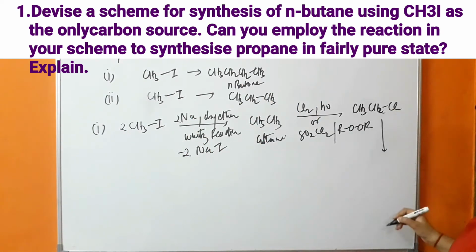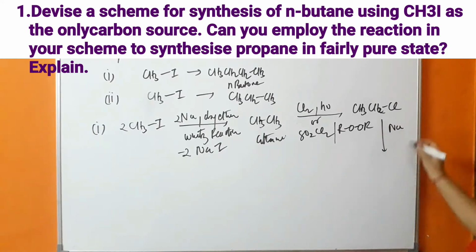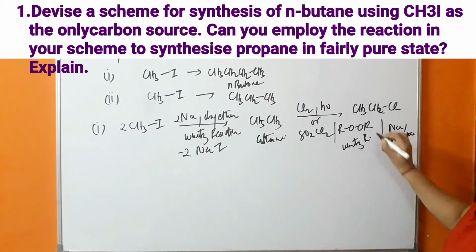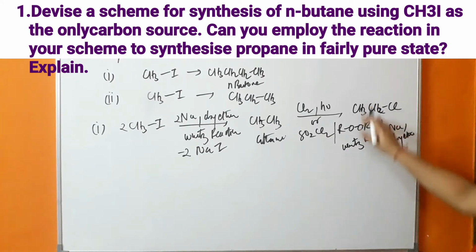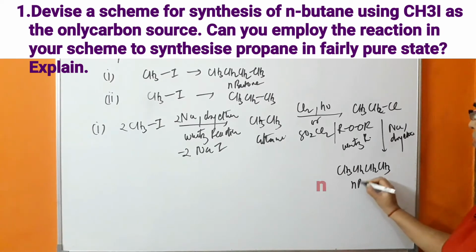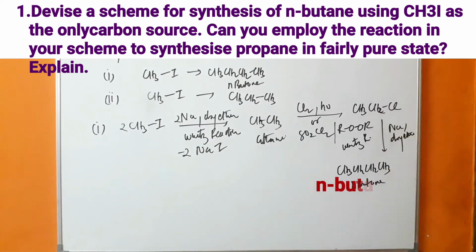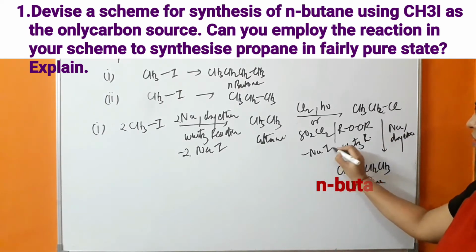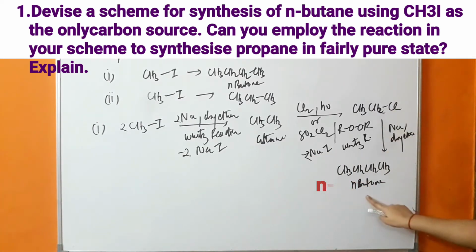Further, this ethyl chloride will react in the presence of sodium and dry ether. This is Wurtz reaction. What is happening in this case? There will be formation of CH3CH2CH2CH3, that is n-butane. In this step, 2 moles of ethyl chloride are taken in the presence of 2 sodium and dry ether. This is Wurtz reaction, so there will be removal of 2 NaCl, and the 2 ethyl groups will join with each other. So there will be formation of n-butane.